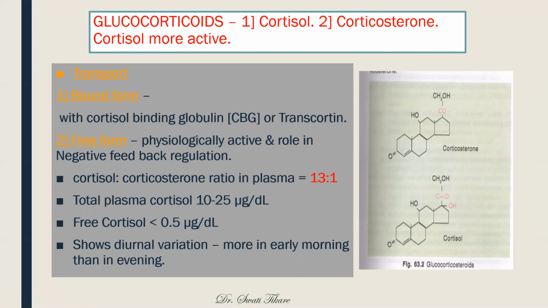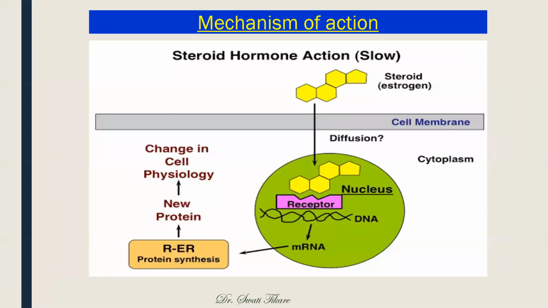So it shows a lot of diurnal variation in the release of cortisol. The ACTH as well as the cortisol have a diurnal variation. They are more in early morning than in the rest of the periods. So this is about the transport and their normal values. Coming to the mechanism of action, you all know steroid hormones are diffusible.